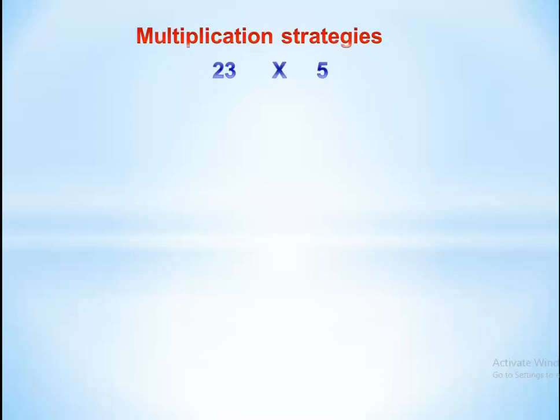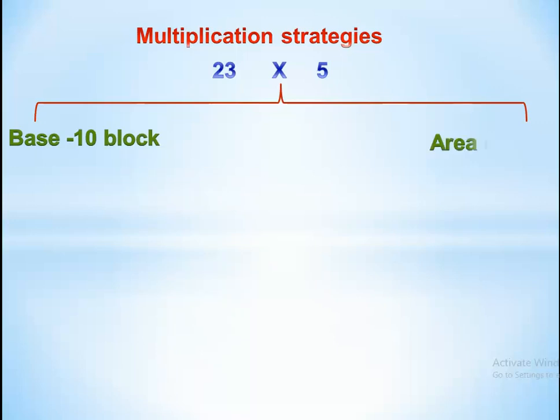Okay, let's start with the strategies of multiplication. If we have 23 times 5, we can solve it by base 10 block or area model. Base 10 block: 23 times 5, we must determine the ones and tens in the biggest number. 23, 3 as ones and 2 as tens.